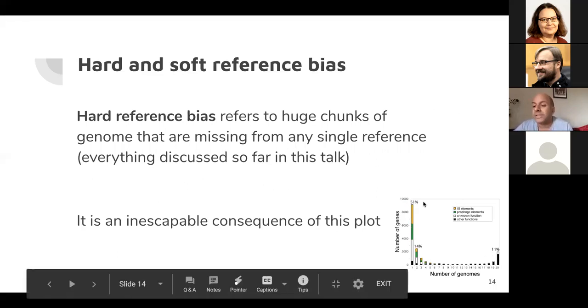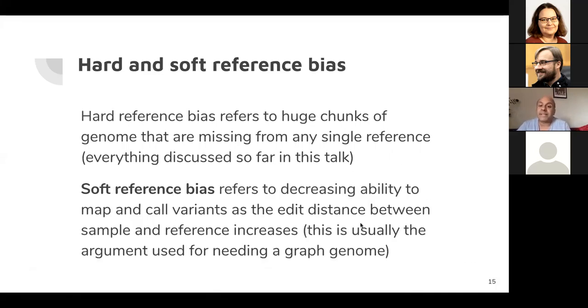And that's because of this property of bacterial genomes. Soft reference bias is the decreasing ability to map and call variants as the edit distance between the sample you're studying and the reference increases. That's the usual argument we use when we're talking about reference graphs, graph genomes. Basically, the more different your read is from the genome, because it has come from a diverged sample, the harder it is to match, the harder it is to be confident that it goes where you're putting it, and then when you're doing variant calling, you get more and more artifacts to do with alignment.